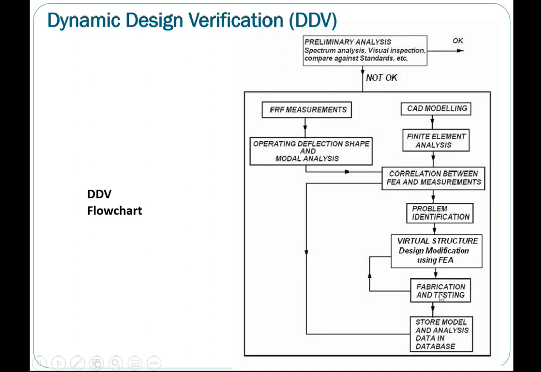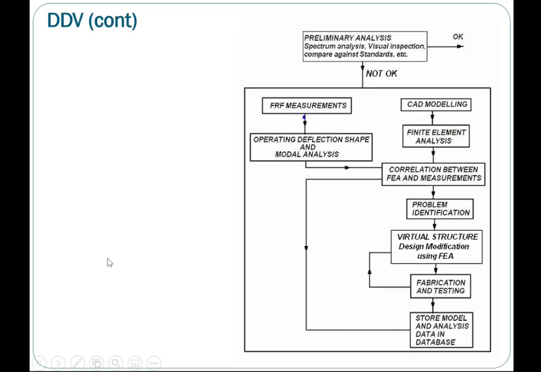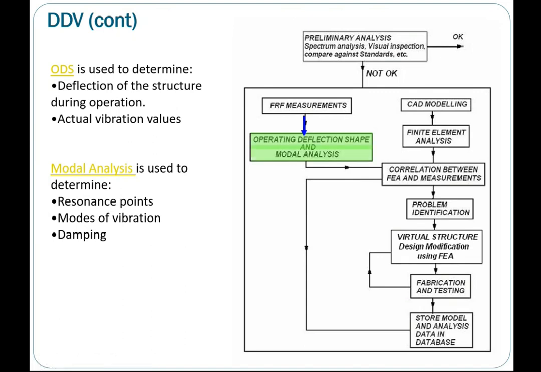Then you can test it experimentally. You can perform again the operating deflection shape analysis as well as the modal analysis to ensure the mode shapes and natural frequencies are good in actuals after the modification, and the vibrations through these operating deflection shapes are all within the low vibration limit. So everything is good, then you can store all these models, as well as analysis data, in a database for the future. If you want to further enhance it, you can take it and enhance it further, right? So that is basically what we call DDVs.